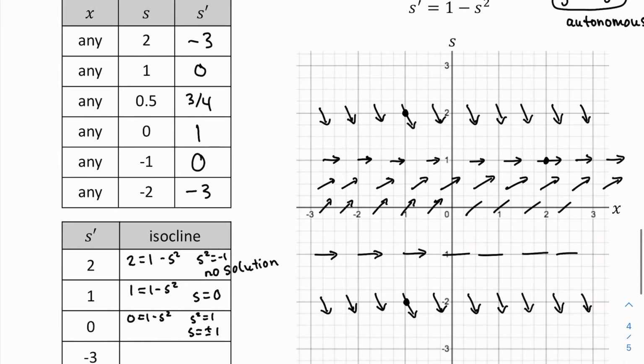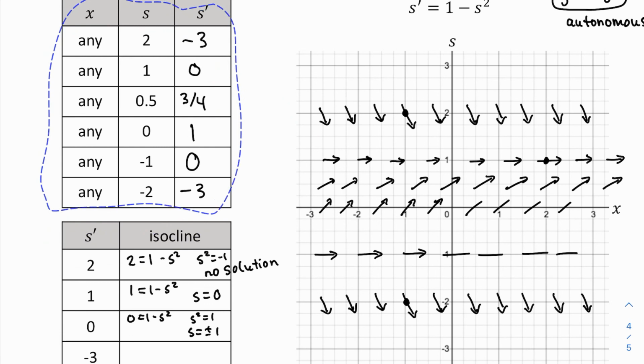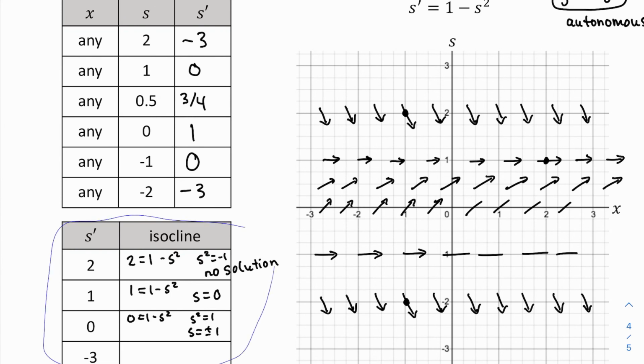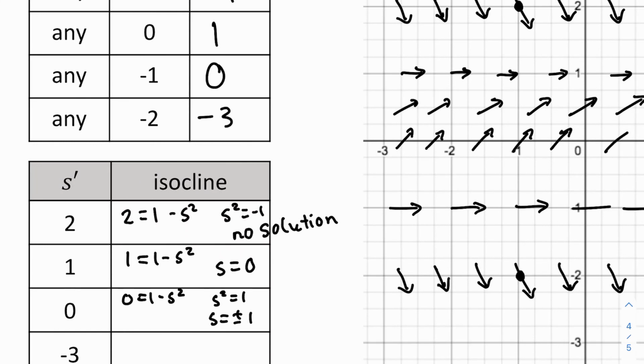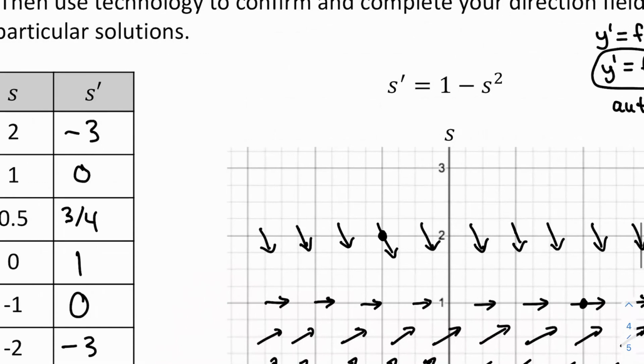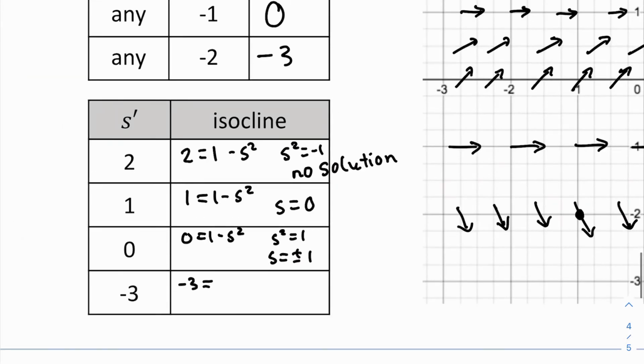So notice in this particular case, with either method, just picking random points, but then realizing that the x-coordinate can be anything, it doesn't matter what those are, it felt like we were already finding isoclines. And here, when we find the isoclines specifically, we are just reconfirming data we already found using the other method. Let's just do this last one here. s prime is negative 3, so we have negative 3 is equal to 1 minus s squared.